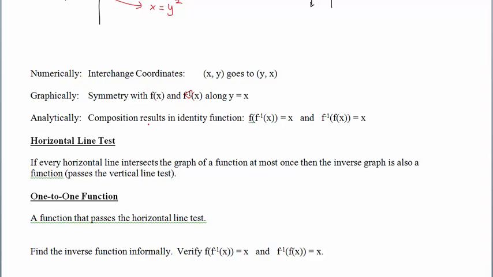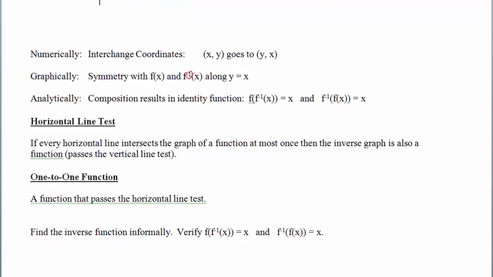All right, analytically, the composition, which we covered in a previous lesson: when we put f inside f inverse or f inverse inside f, the result of performing that composition is x. Either way we go. So if we have inverse functions and you do the two compositions, the final answer should be x for both answers. Here's some additional information we'll look at in a little bit too.